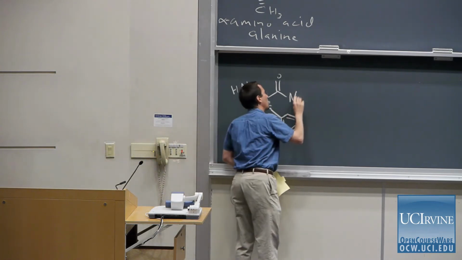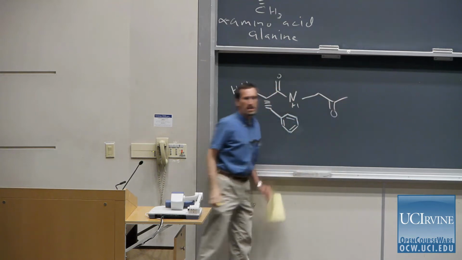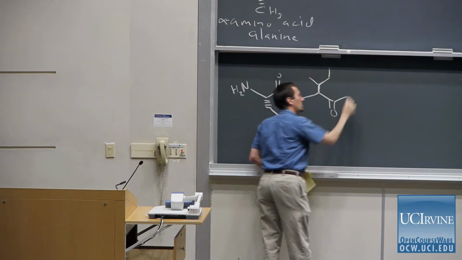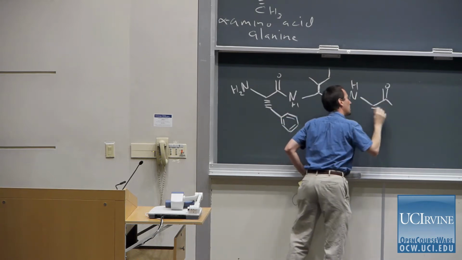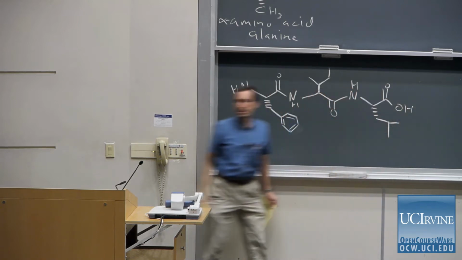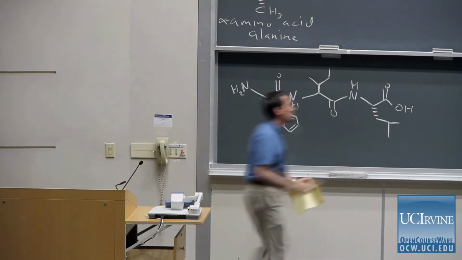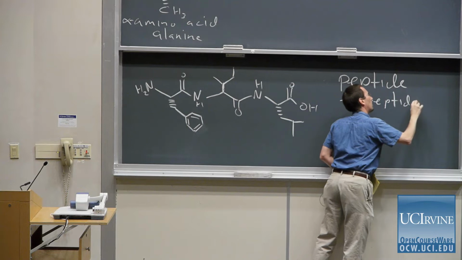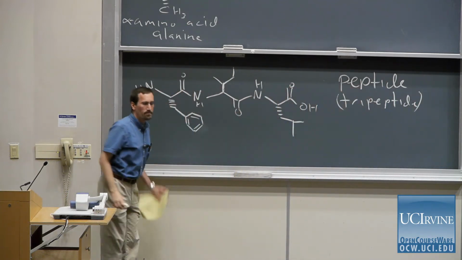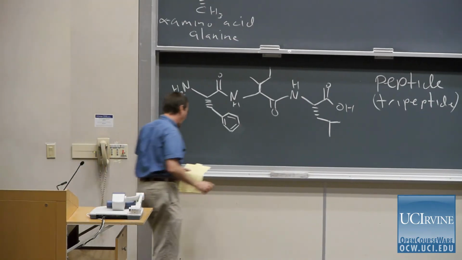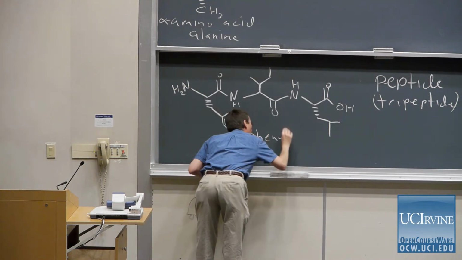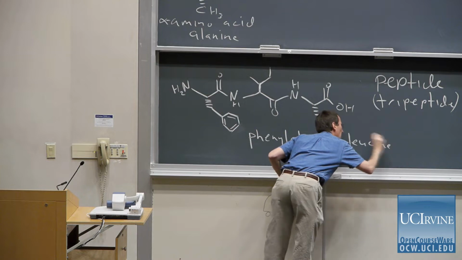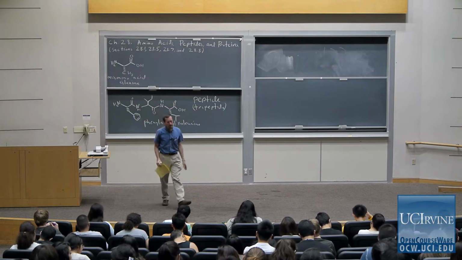So I want to draw out a simple tripeptide, and I've just arbitrarily taken 3 amino acids. The first one is phenylalanine. The second one is isoleucine. And the third amino acid is leucine in this chain. So we call this a tripeptide because it's composed of 3 amino acids. And the particular name of this tripeptide, if you want to get technical, would be phenylalanyl isoleucyl leucine, all one word. Not super important how you name polypeptides.